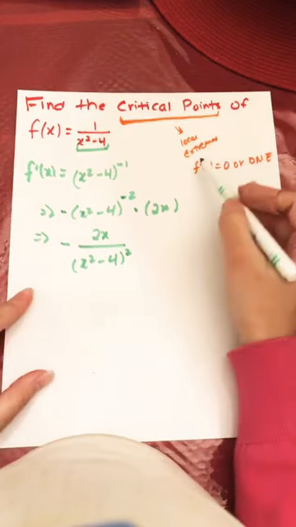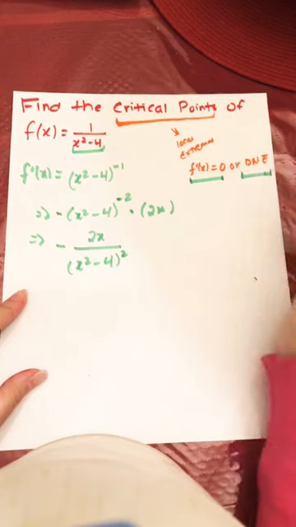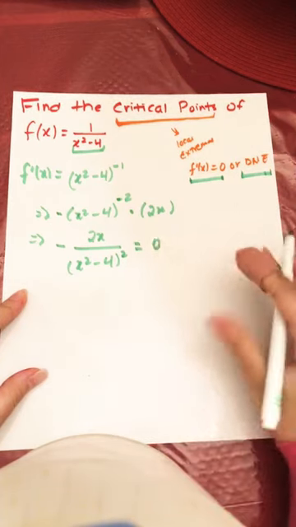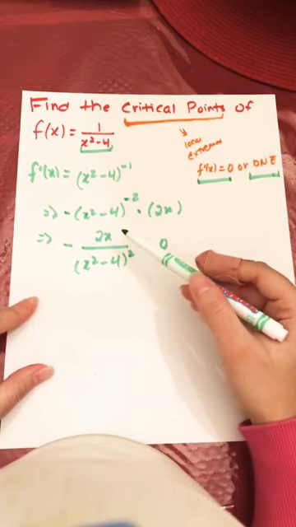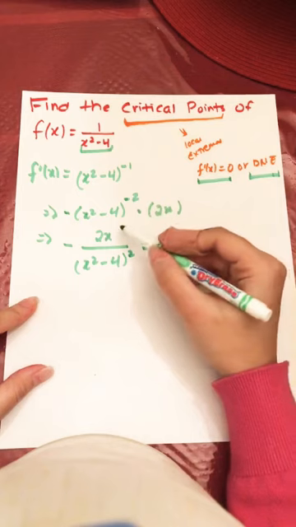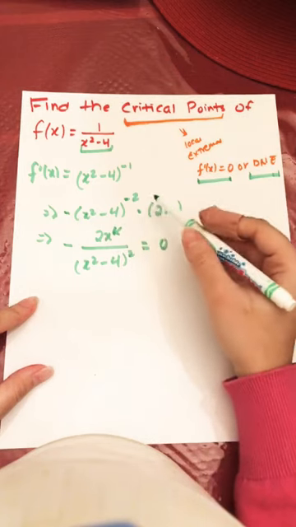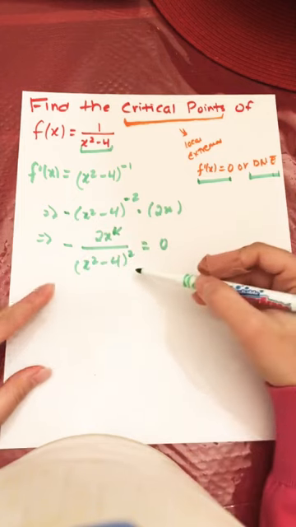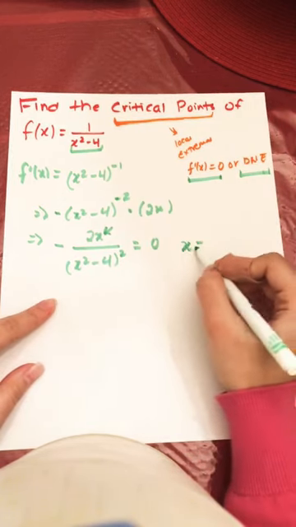So we have to figure out where that is equal to 0 or does not exist. So let's set this equal to 0. And right off the bat, you could probably tell that x would equal 0 because if we plug in 0 here, 2 times 0 is going to be 0, and 0 divided by any number at the bottom is just going to give us 0. So that will just give us 0.